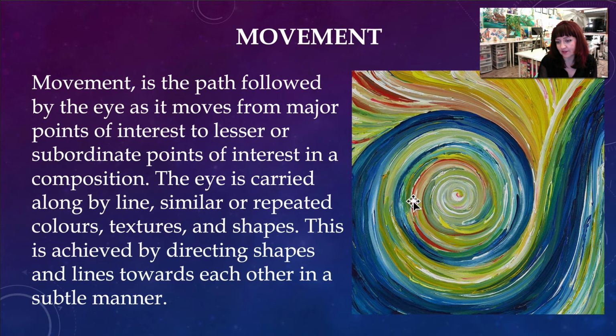Either from the center out or from the edge of the composition coming all the way to the inner part. Yellow is following the same path, and they kind of get mixed in the middle, and they create some sort of green in the middle between yellow and blue. So that is movement.